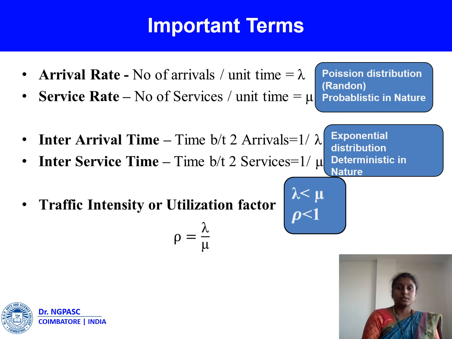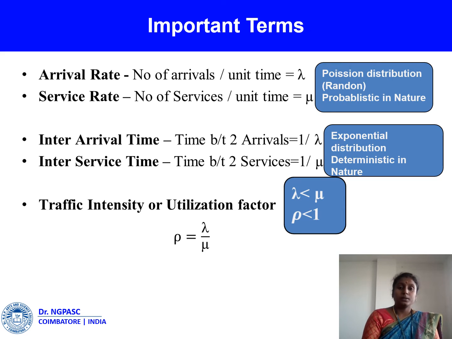Next, some important terms. First one is arrival rate. Arrival rate is the number of arrivals per unit time, denoted by lambda, and service rate means the number of services per unit time, denoted by mu. Arrival rate and service rate follow the Poisson distribution and are probabilistic in nature. Next, inter-arrival time, that means the time between two arrivals. Inter-arrival time is the reciprocal of arrival rate, so 1 divided by lambda. Inter-service time is the time between two services. It is also the reciprocal of service rate, 1 divided by mu. Inter-arrival time and inter-service time follow the exponential distribution and are also deterministic in nature.